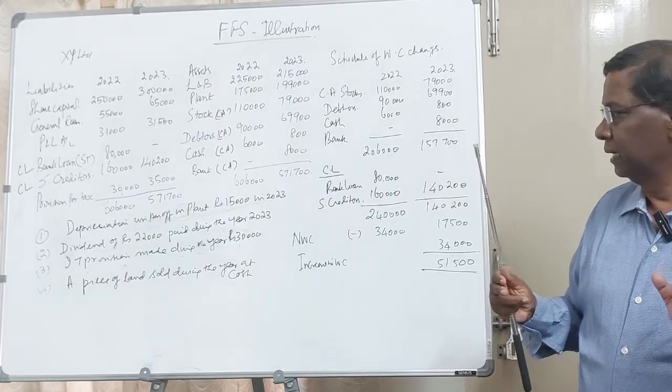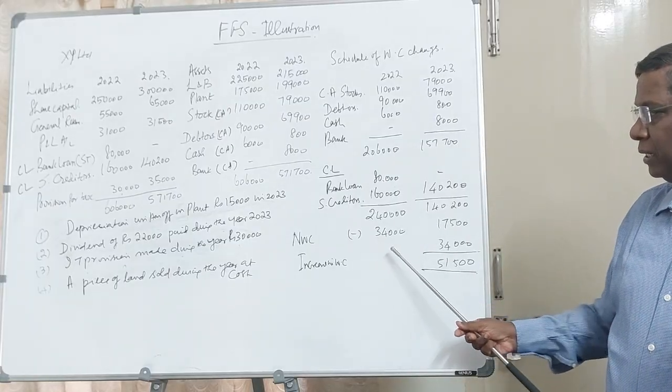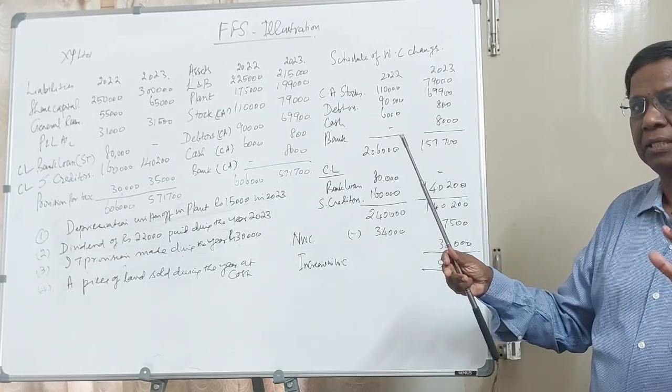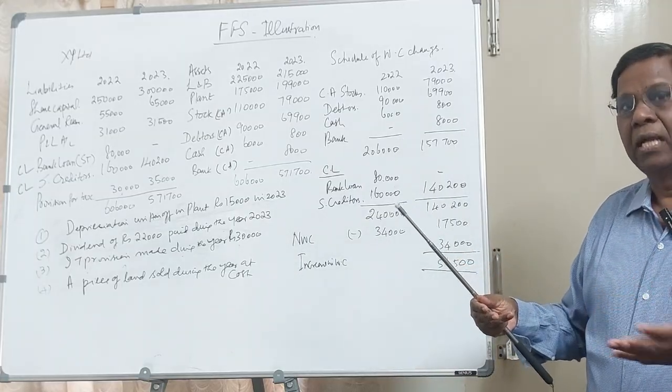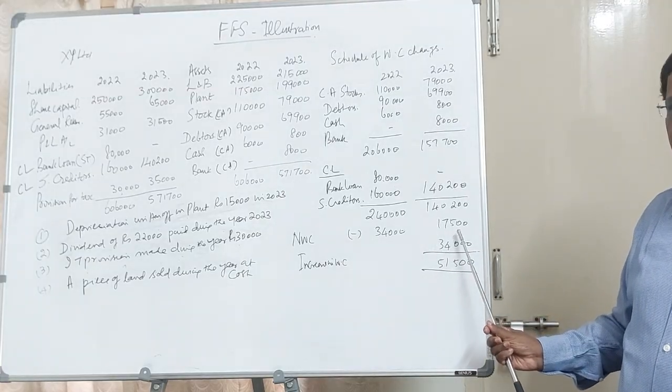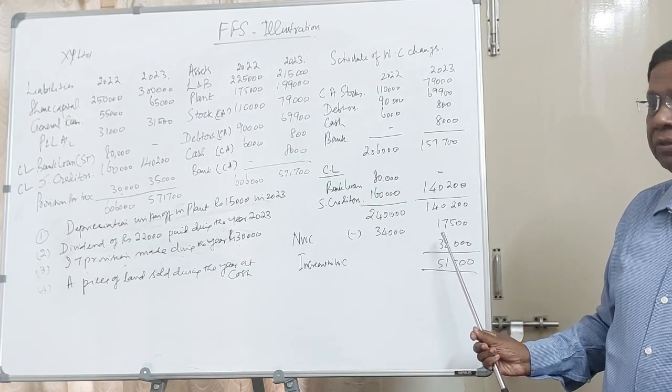Are you with me? See, besides bringing this 34,000 which he had taken last year for other purposes, he has brought that also, and then he has brought additionally 17,500. That's why it has become plus 17,500.